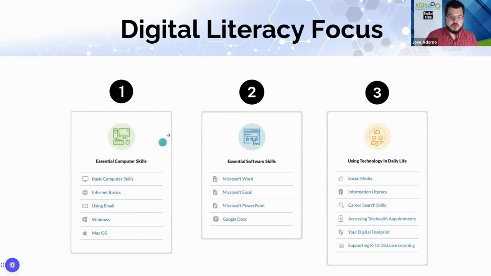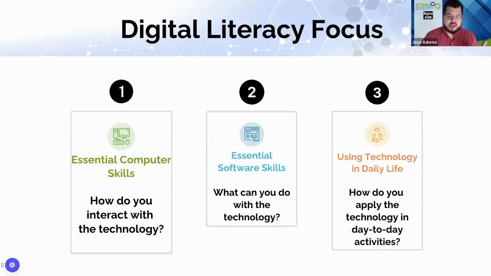So the digital literacy focus has three areas. You have the essential computer skills, the essential software skills, and using technology in daily life. If you go down, you see basic computer skills, internet basics, using email, Windows, Mac OS. Your essential software will be Word, Excel, PowerPoint, and Google Docs. So these are the content you create. And then you have using technology in daily life, where you have social media, information literacy, career search skills, and so on and so forth. The way I like to break this down is the following. Essential computer skills is how do you interact with the technology. Essential software skills is what can you do with the technology. And using technology in daily life is how do you apply the technology in day-to-day activities.